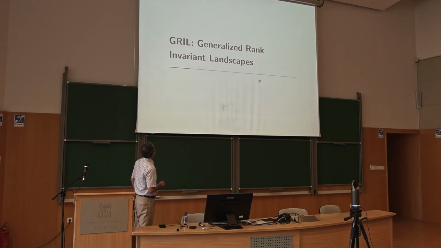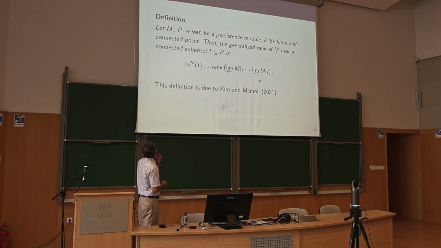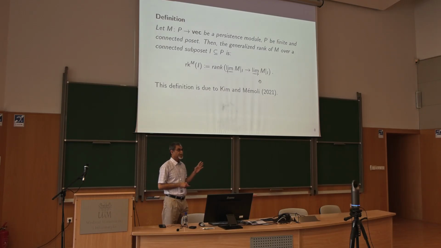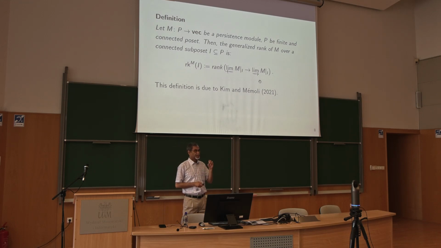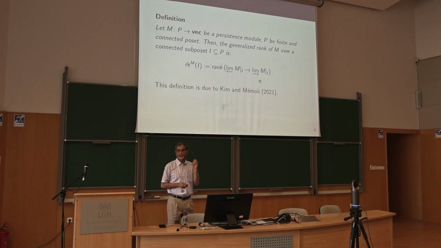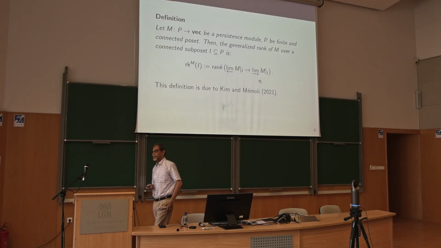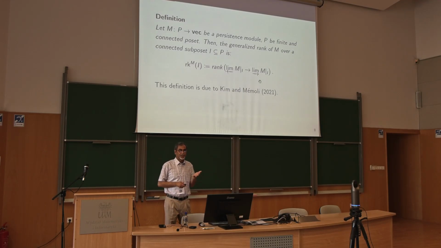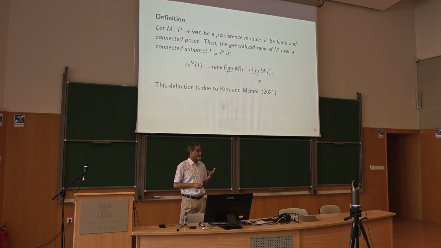Okay, so let me introduce what we mean by GRIL. GRIL is generalized rank invariant landscape. So the definition is, I'm assuming that M is a persistence module indexed by a finite poset P, so basically every point in the poset has a vector space, and I'm assuming Vec is the category of finite dimensional vector spaces. So M can be thought of as a functor going from the poset category to the Vec category. That's the functorial view of the persistence module, and that's what I will take here.